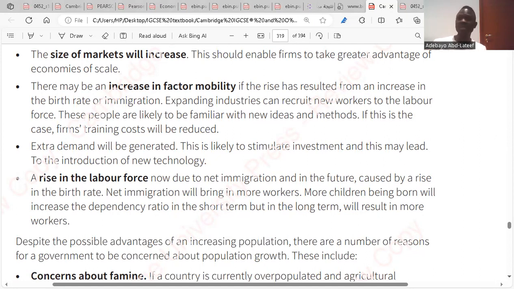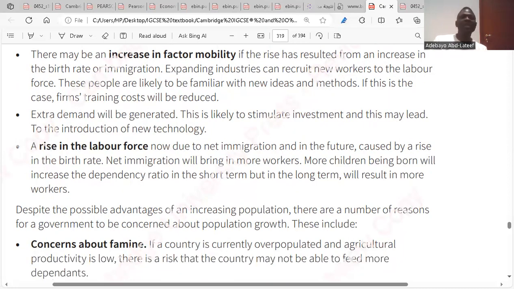As a result of that, firms might not need to spend so much on training, because a lot of people want to make themselves available for jobs. So they can train themselves, they can educate themselves. Do you get the point I'm making here? That would reduce the amount of money firms have to spend on training costs, because there is a large pool of people wanting to work.